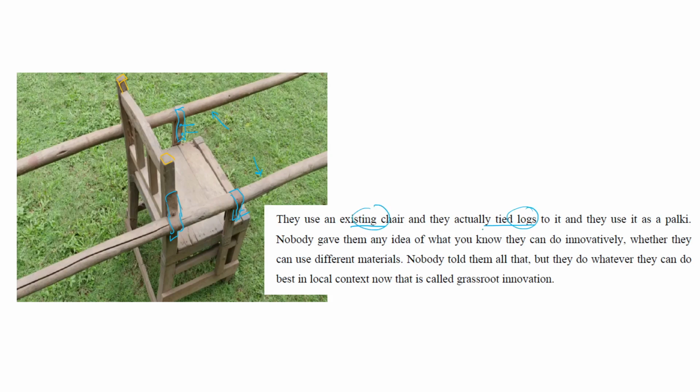Existing chair. Nobody gave them any idea what they can do innovatively, or whether they can use different materials. Nobody told them, but they do whatever they can in the local context. Now that is called grassroots innovation, right? They are using the materials available to them. They don't have the knowledge and expertise of modern materials, but they find solutions to the problems based on their understanding and the availability of local materials and knowledge.